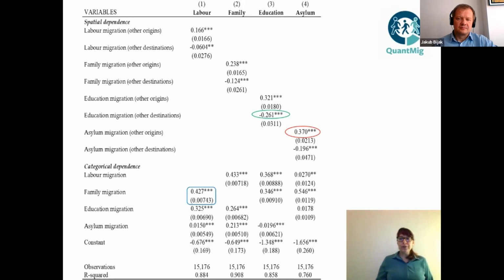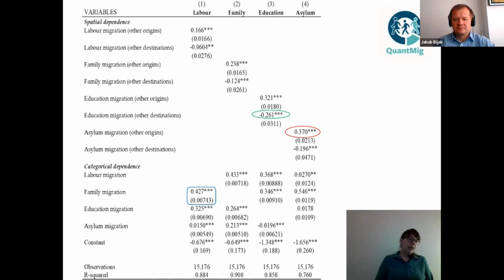If we look more closely here, for the example with the red circle showing asylum migration, a 10% increase in asylum flows from proximate countries increases asylum flows from a country of origin by about 3.7%. And spatial dependence on the destination side, now for the green circle, here is education, the strongest.